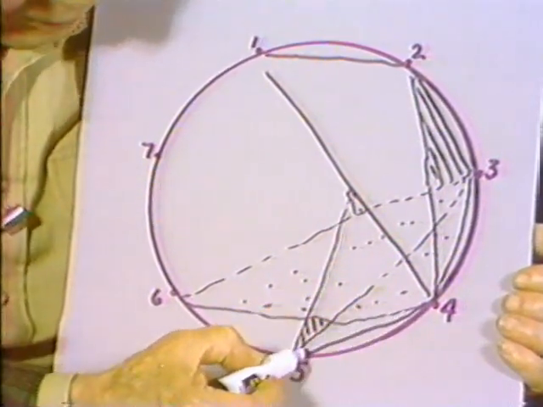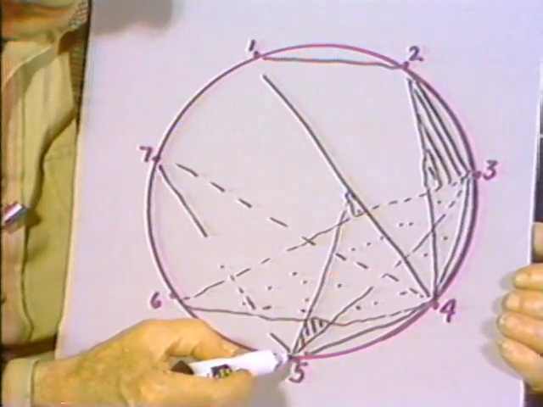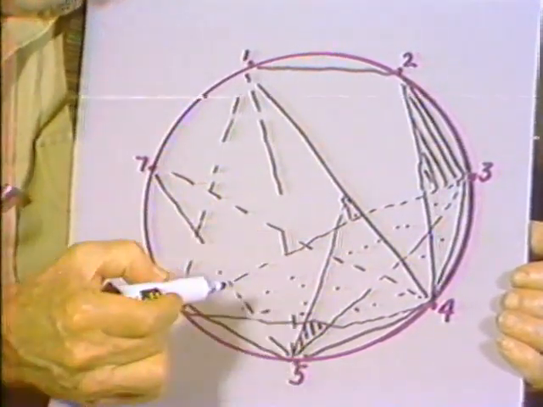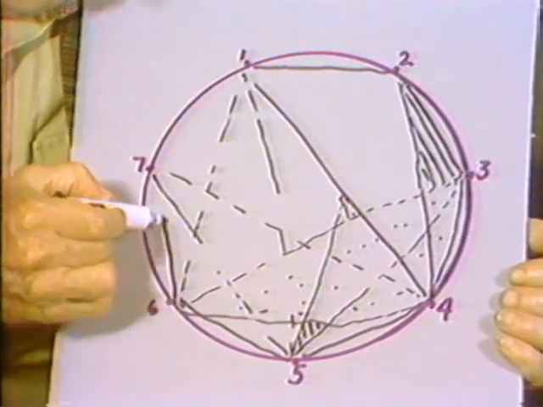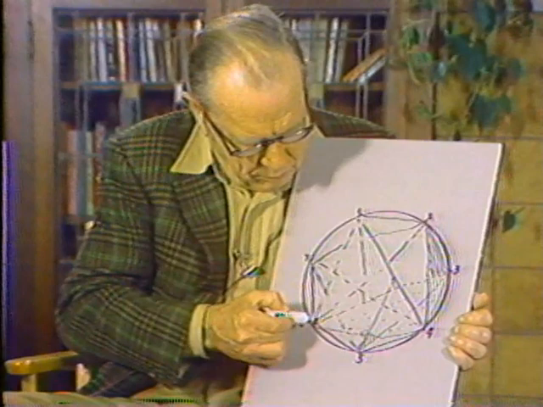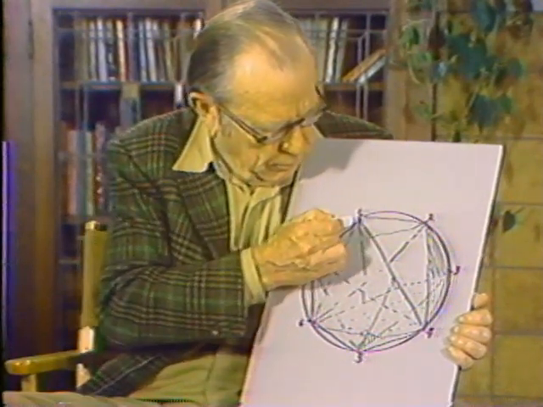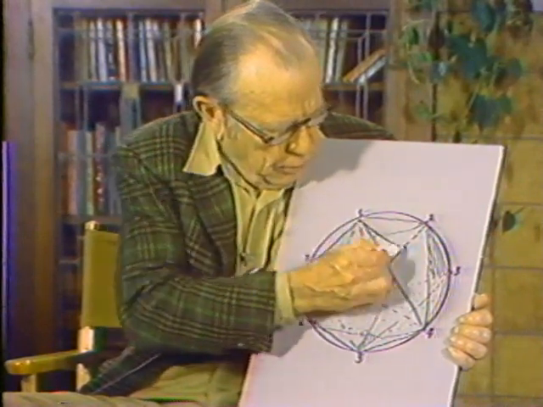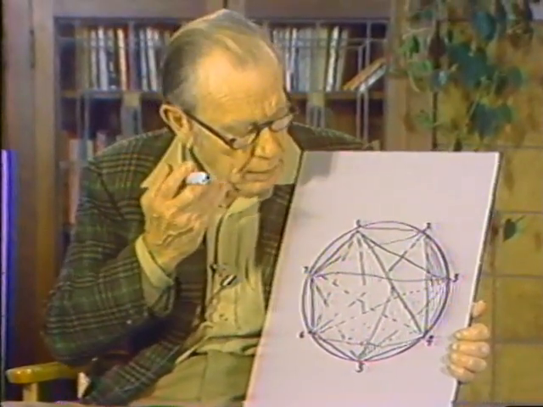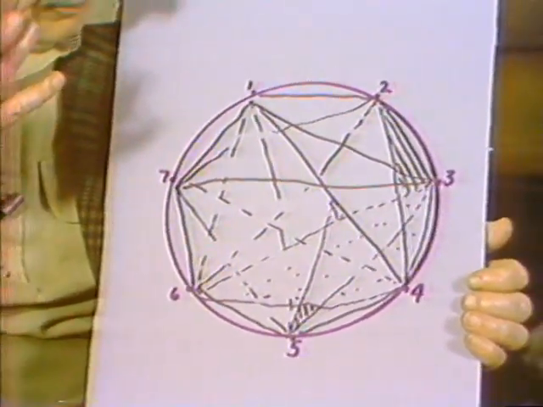The next one will be 4, 5, 7. And the next one, 5, 6, 1. The next one, 6, 7, 2. And I've only got one left, it is 7, 6, 3. I really should do this under everything, but I'll make it very clear. I've now got 7 triangles such that no 2 triangles share 2 points.